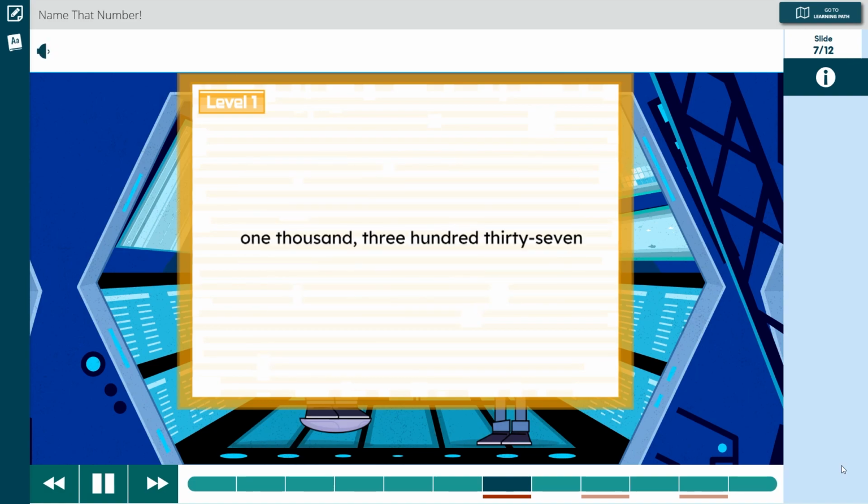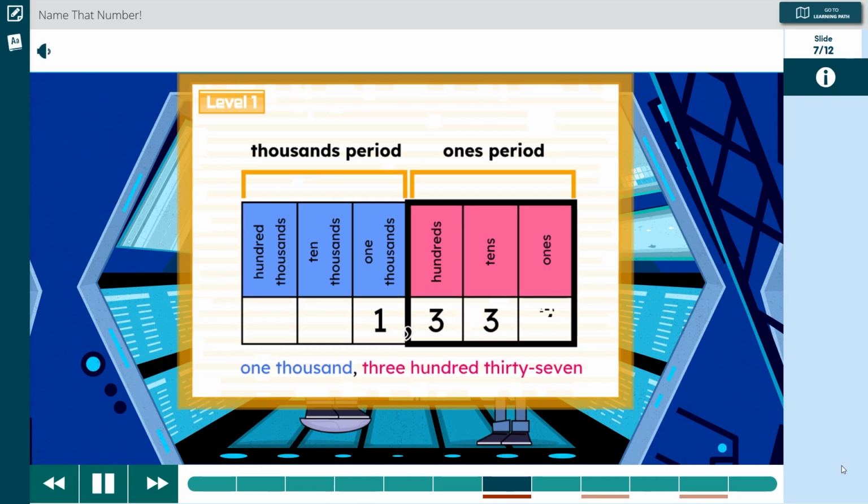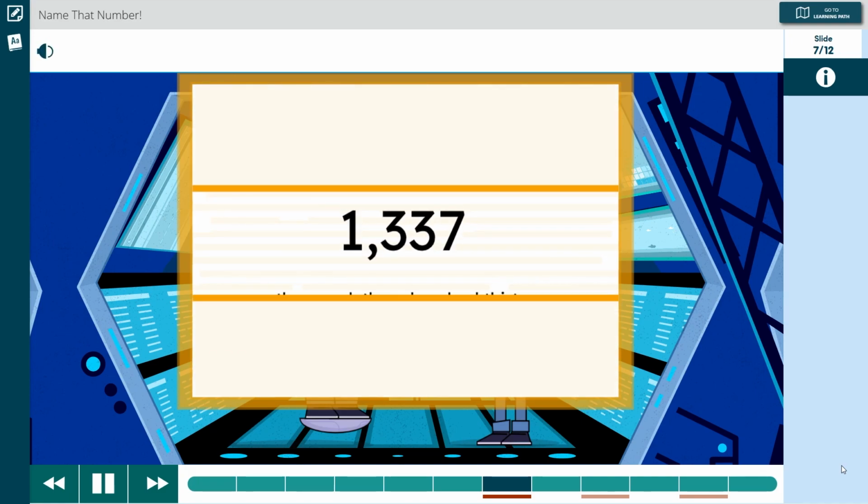Okay, here's our next number. It's in word form, so we need to write it in standard form. Look, the comma in this word means there are 2 periods. The words before the comma say 1,000, so we know we can put the digit 1 in the thousands place. The words after the comma say 337, so we can put the digits 3, 3, and 7 in the ones period after the comma. We wrote 1,337 in standard form. Hooray!